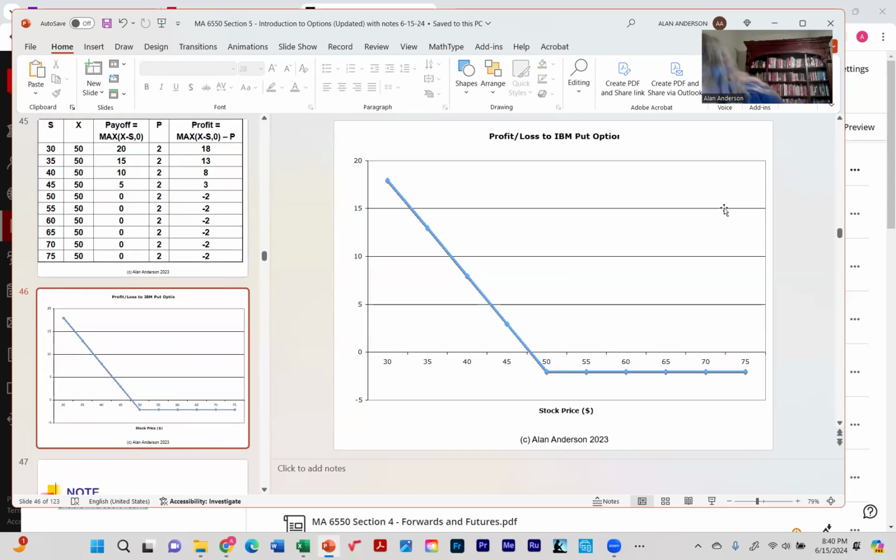And so here we're out of the money. We have our maximum loss. It's $2. The break-even price is here, which in this case would be 48, X minus P. And then after that, we're making money.